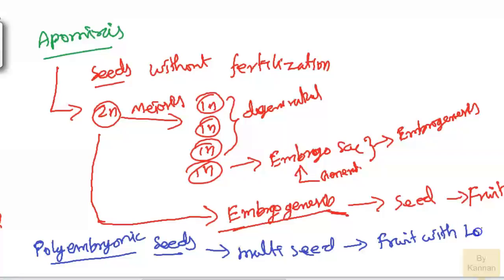You can see some flowers where these kinds of fruits produce lots of seeds, but it is simply a single fruit. These kinds of fruits are formed by polyembryony. The polyembryonic seeds are formed based on apomixis.